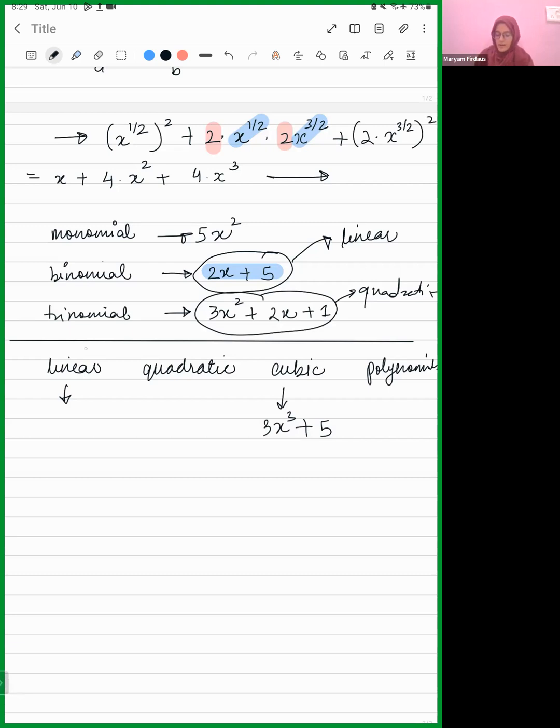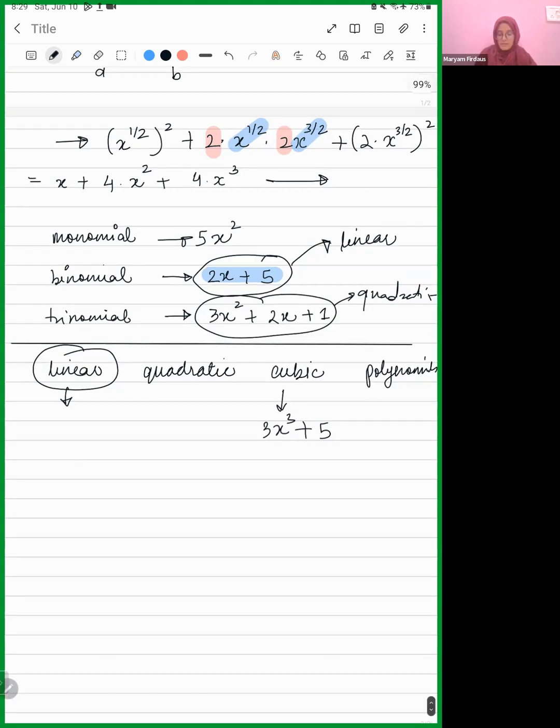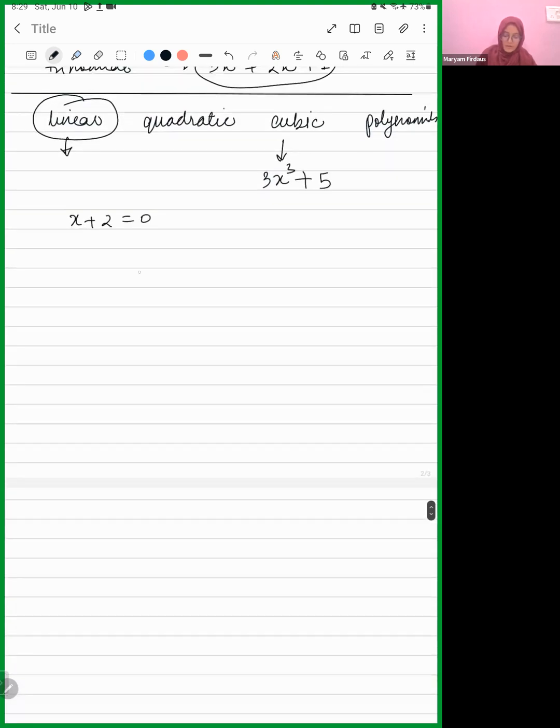Okay, where do we get this word linear from? Why do we call it linear? Because it's a single variable. See, we call it linear because there's something called a graph of a polynomial. If you have a polynomial, you can always plot a graph for it. For example, let's say you have x plus 2 equals 0. Now we're going to take out our graph sheet and ask, what if my x is 0? Then this entire thing becomes 0 plus 2.